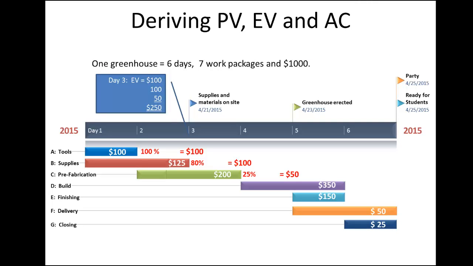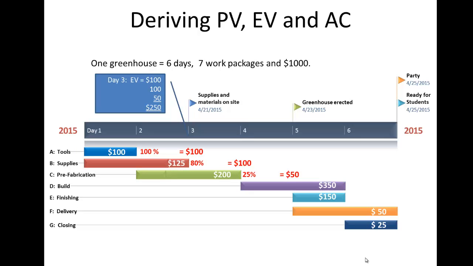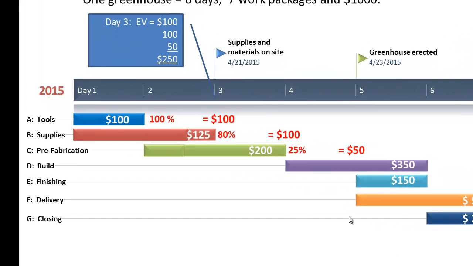On day 3, our snapshot day, how much work has been completed? Work package A was completed fully, 100%. Work package B was at 80% completion. And work package C was at 25% when we really had planned 50%. So if we go $100 times 100%, that's $100. 125 times 80%, that's $100 again for B. And 200 times 25% is $50. That's a total earned value of $250.